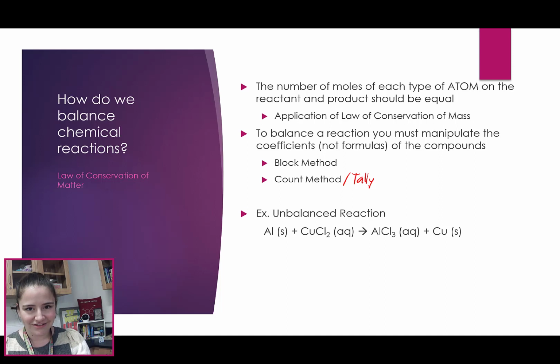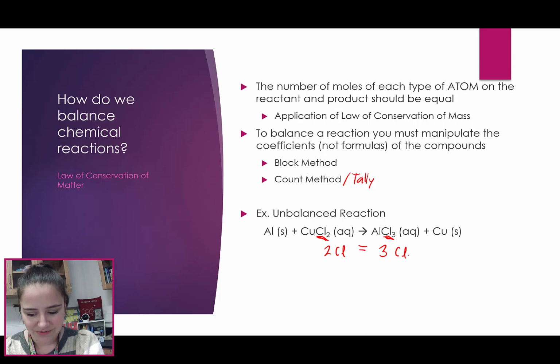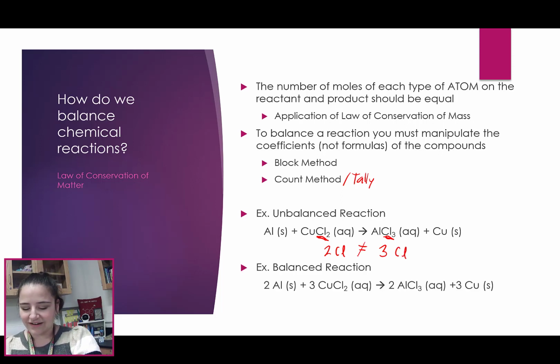So an unbalanced reaction might look something like this, where here we have that Cl2. That's 2 chlorine atoms. Where on this side we have Cl3. That's 3 chlorine atoms. So that's not balanced. It's not equal. Where if we balance that reaction, we end up with 3 Cl2s, which is 6 chlorine atoms, and 2 Cl3s, which is also 6 chlorine atoms. And that's the balanced chemical reaction.